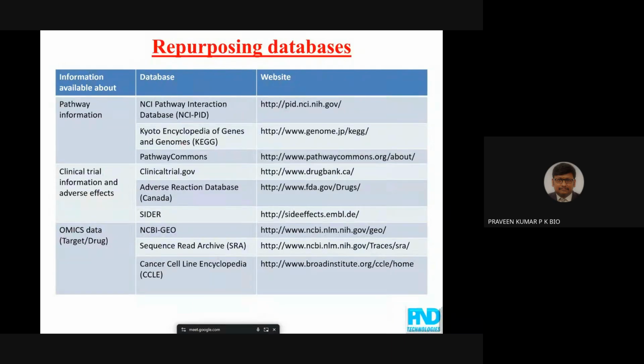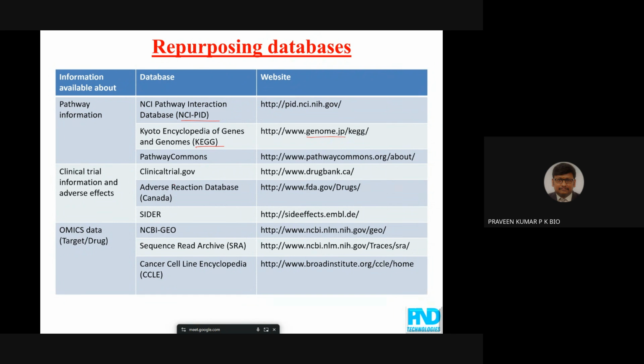And for pathways, we can go with the NCI Pathway Interaction Database, NCI PID, and then KEGG, Kyoto Encyclopedia of Genes and Genomes. This is available in genome.jp. KEGG is one of the databases in genome.jp. And Pathway Commons, this also you can use to find disease pathways, metabolic pathways, and different kinds of other pathways.